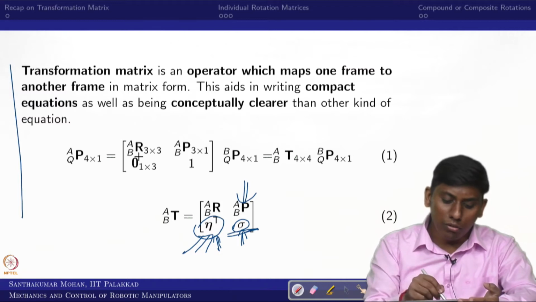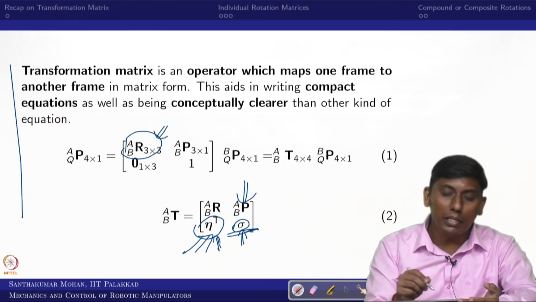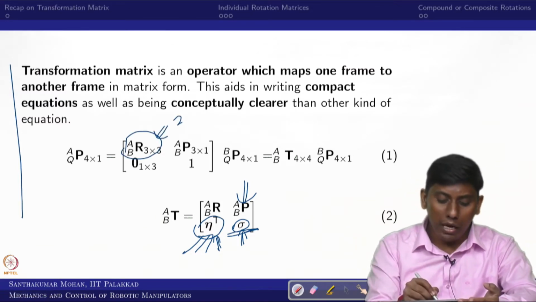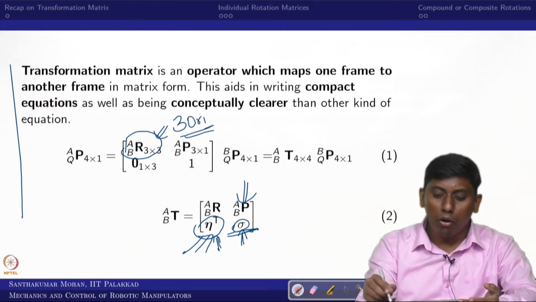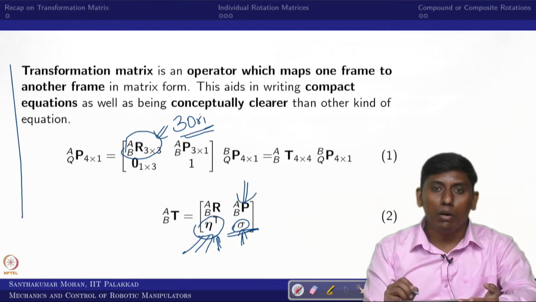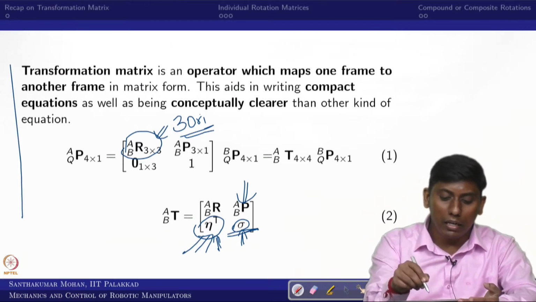We said that we need to see how this rotational information is obtained in the 3D case. In the sense that it has three orientational components, how will we get it? That is what we call compound rotation, and we will see how that can be obtained in this particular lecture.